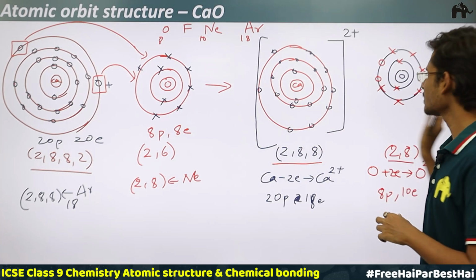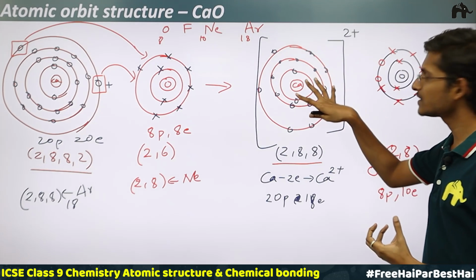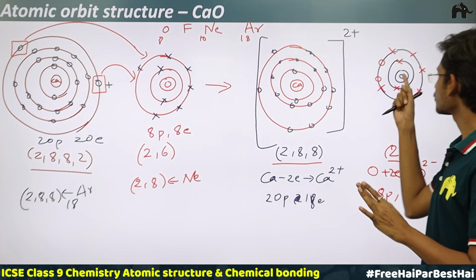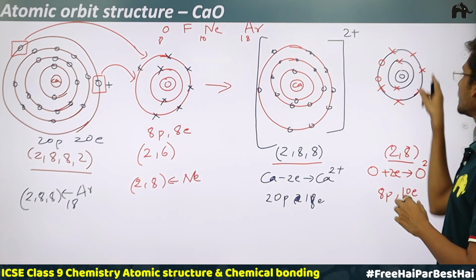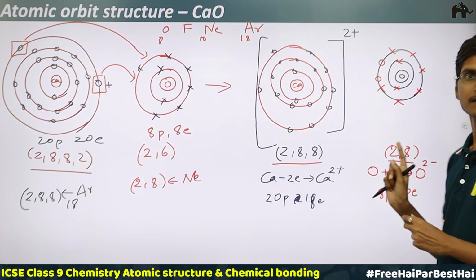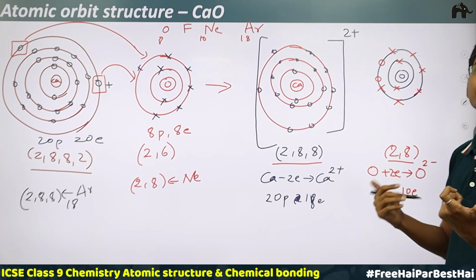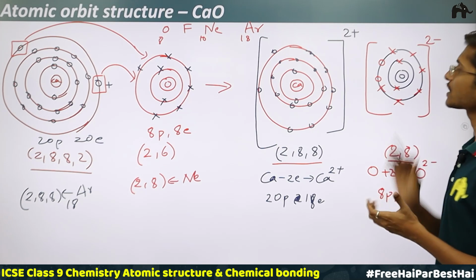No need to take care of the colors and all those things. I am just making it colorful so that you could clearly see where the electrons are and in which shell they are. So here 2 electrons from the calcium, therefore 2 circles here. So 8 electrons in total, right? Clear? But in turn it gained 2 negative charges. It became an oxide ion.